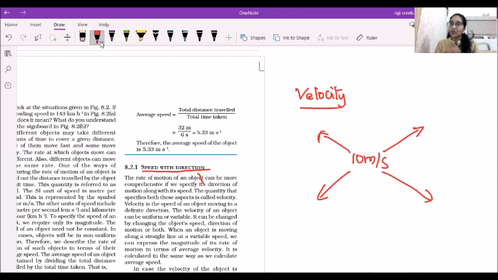Because it makes the quantity more accurate, or you can locate the position more precisely. That is why we are using velocity. Normally we don't use this one. When, as I told, in the case of gas molecules, they are randomly changing their direction, we can use velocity. Okay, so velocity is speed with direction.